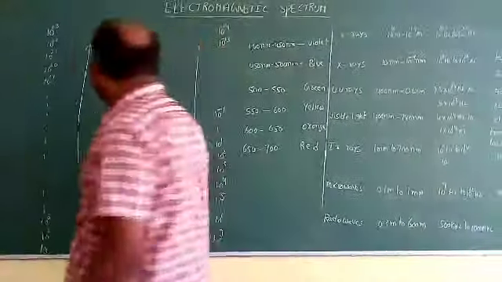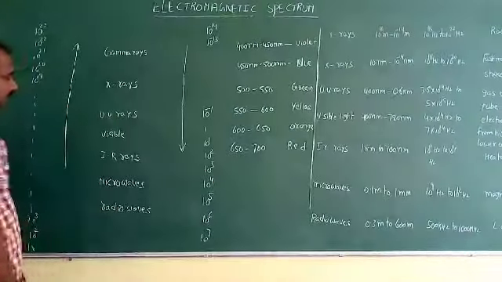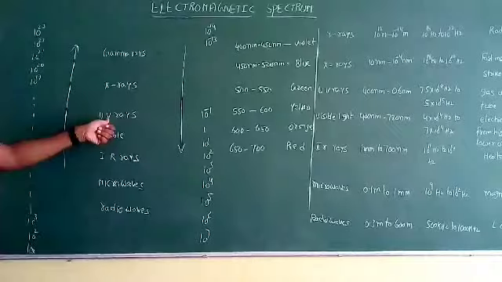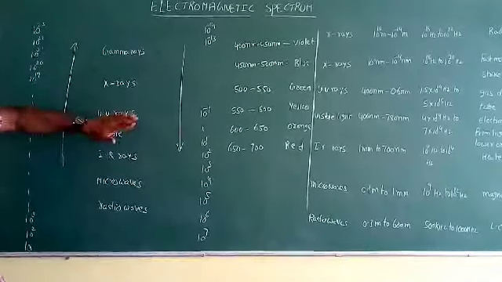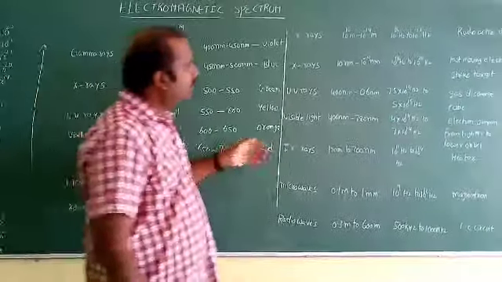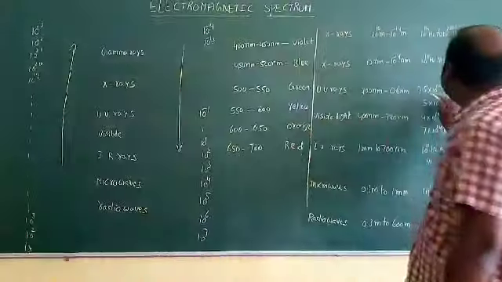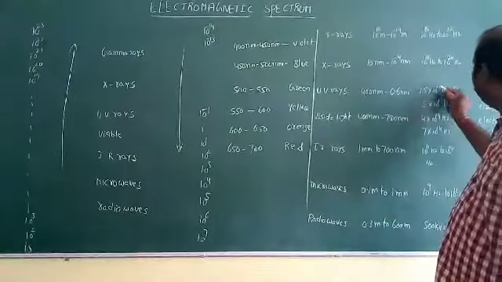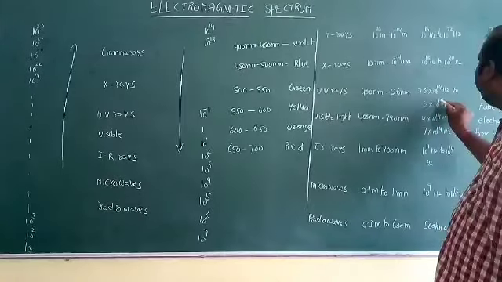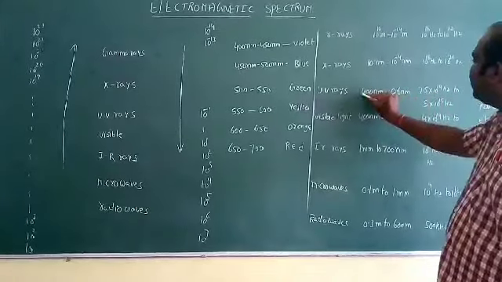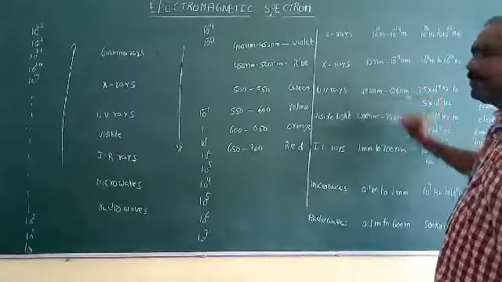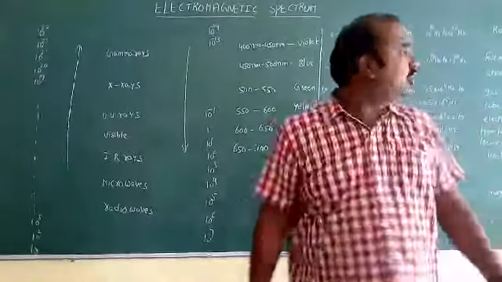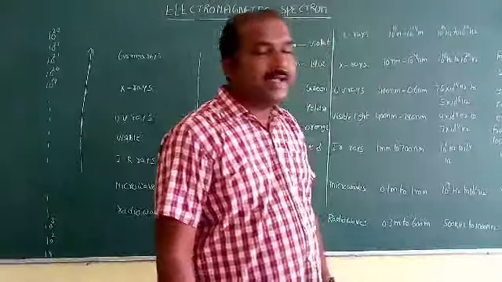Now, the next category is ultraviolet rays. Compared to these two, it has slightly less frequency and more wavelength. The ultraviolet rays frequency range is 7.5 × 10^14 Hz to 5 × 10^15 Hz, and its wavelength range is 400 nanometers to 0.6 nanometers. These UV rays are formed in a gas discharge tube and were detected by Ritter.